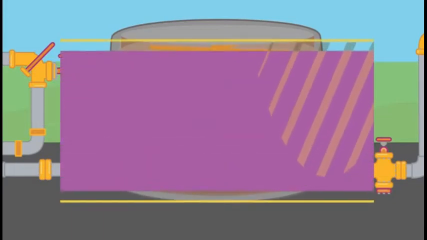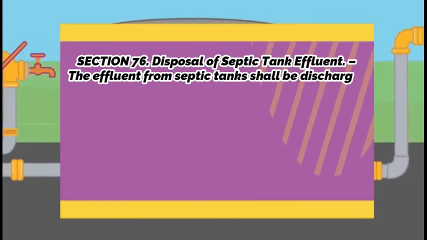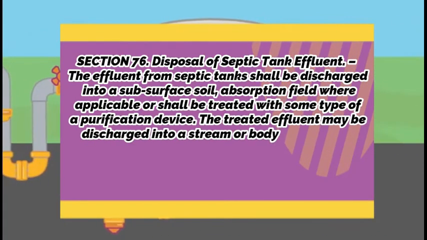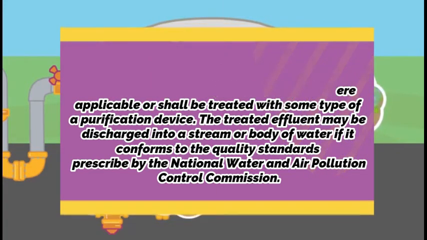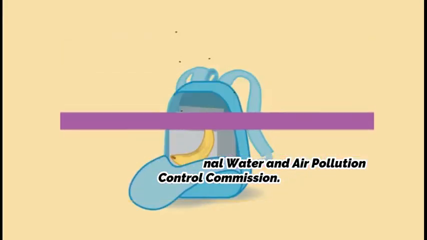Section 76, Disposal of septic tank effluent. The effluent from septic tanks shall be discharged into a subsurface soil absorption field where applicable, or shall be treated with some type of purification device. The treated effluent may be discharged into a stream or body of water if it conforms to the quality standards prescribed by the National Water and Air Pollution Control Commission.